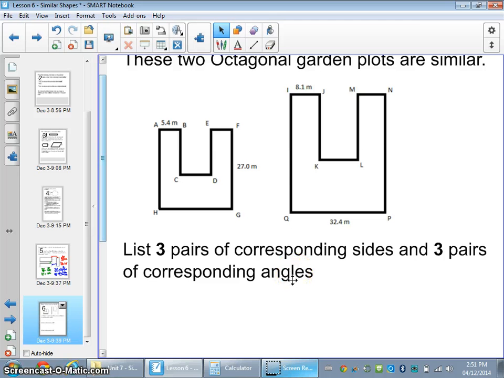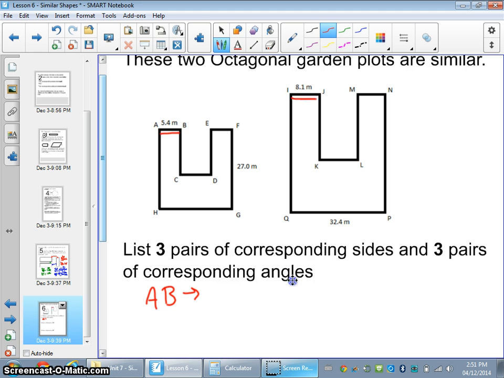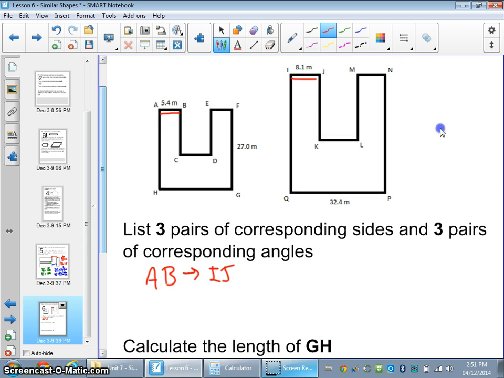So when it comes to sides, since they're facing the same way, again, it's easy. I'll start up here. This one is AB, and it corresponds to this one up here, which is IJ. How about another one? Again, there's 8 corresponding sides, 8 corresponding angles. Doesn't matter which ones I pick. Let's go with this one here, CD, corresponds to this one here, KL. And one more, let's go with the top one, EF corresponds to this one here, MN.